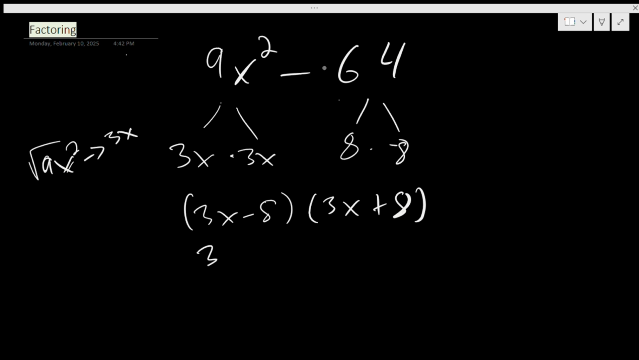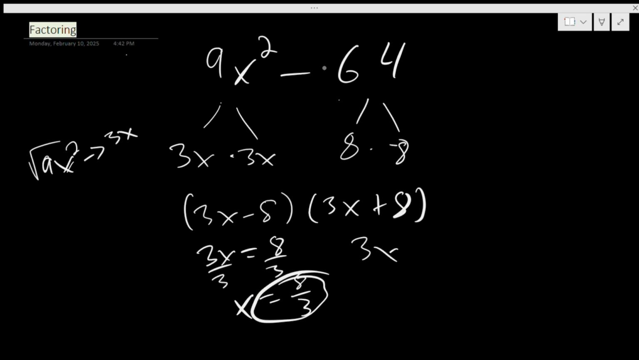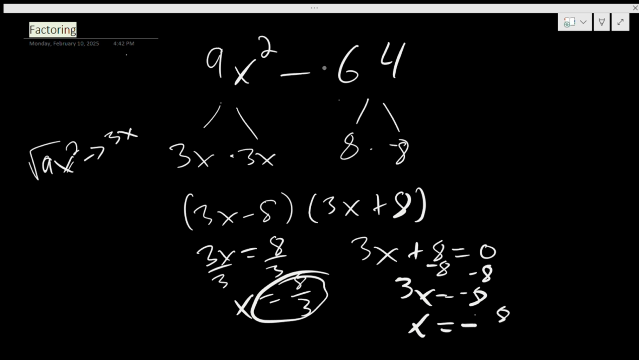So now we just solve for this. 3x minus 8 equals 0, so 3x equals 8, divided by 3 and divided by 3, x equals 8 over 3. Okay, so that's the first answer. And then we have 3x plus 8, of course set equal to 0. Minus 8 minus 8, 3x equals negative 8, and we get an answer of negative 8 over 3. So those are going to be our zeros for this equation.